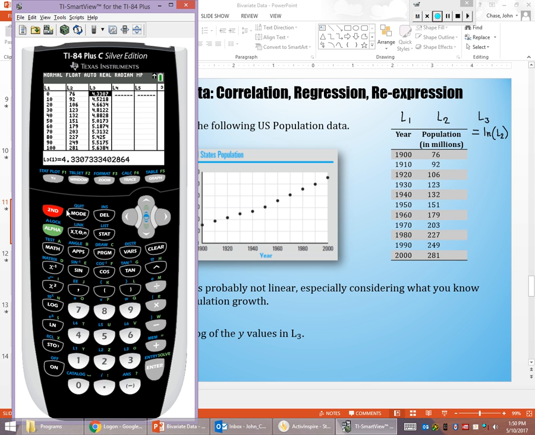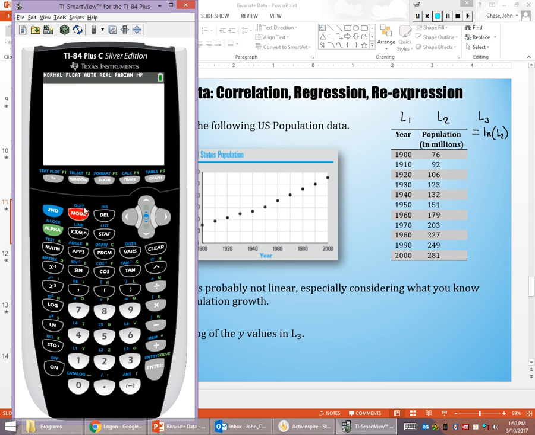So I'm now going to run a linear regression with L1, L3, okay? So go to number 4, LinReg here, as usual. It says L1, L2. Let's change that to L3. And I'm going to store the equation in Y1 in case I need it. Okay, calculate. I don't have my diagnostics turned on. I should go do that again.